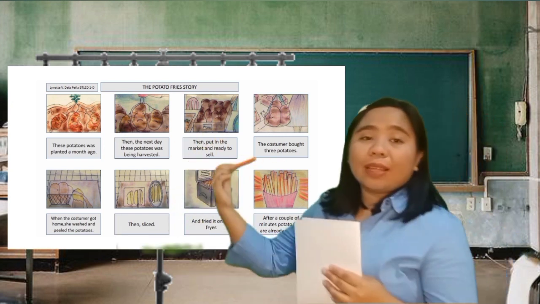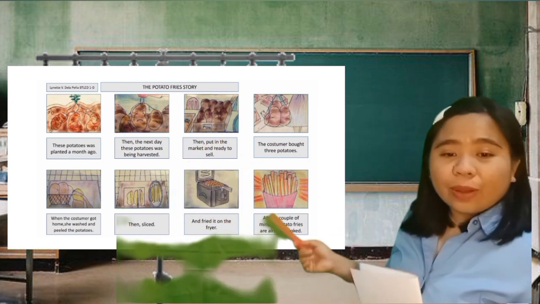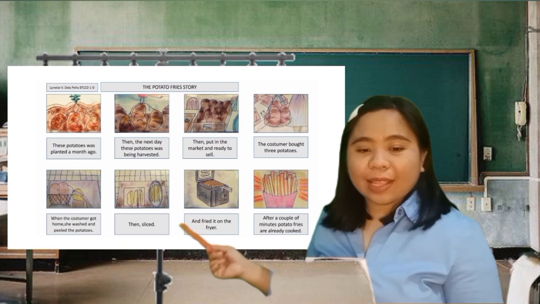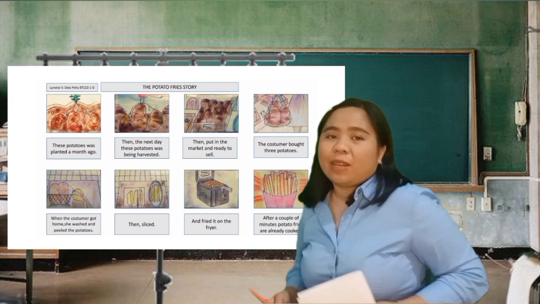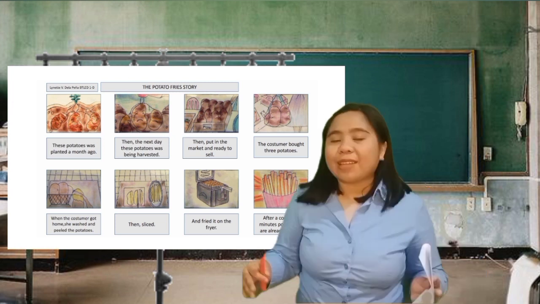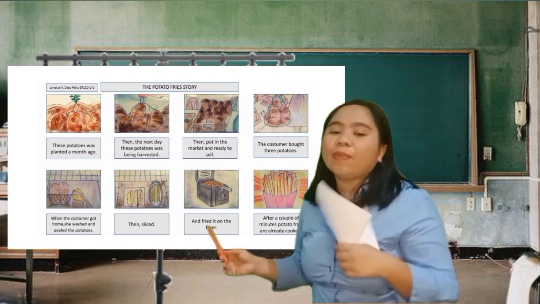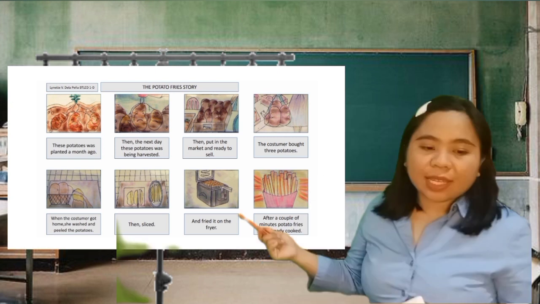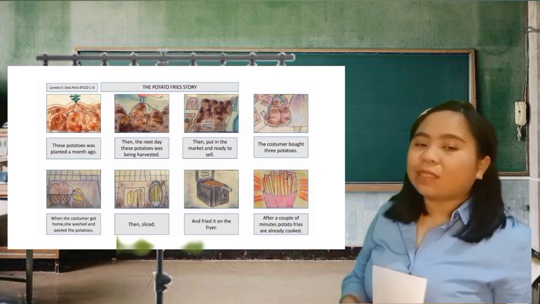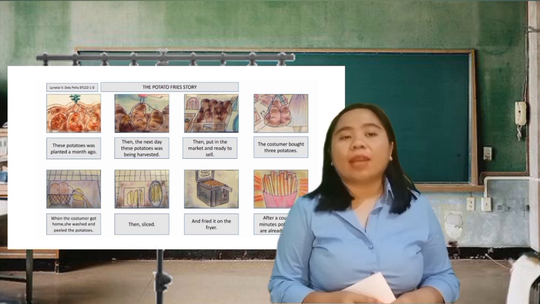Then on the third frame, the potatoes are put in the market and ready to be sold. The potatoes are displayed in the market so that the customer will see them and think they will buy it. On the fourth frame, the customer bought 3 potatoes. On the fifth frame, when the customer got home, she washed and peeled the potatoes. The customer who bought the potatoes is preparing the potatoes to be what?